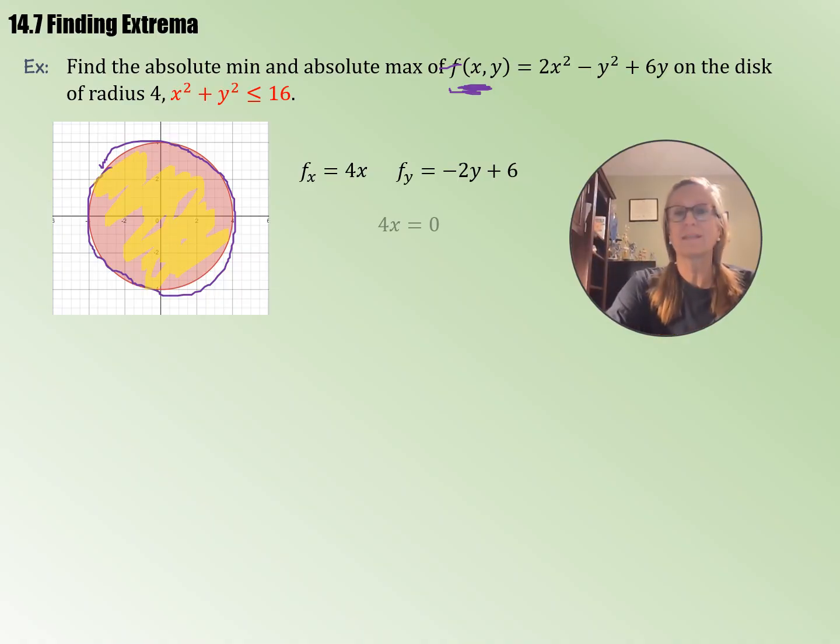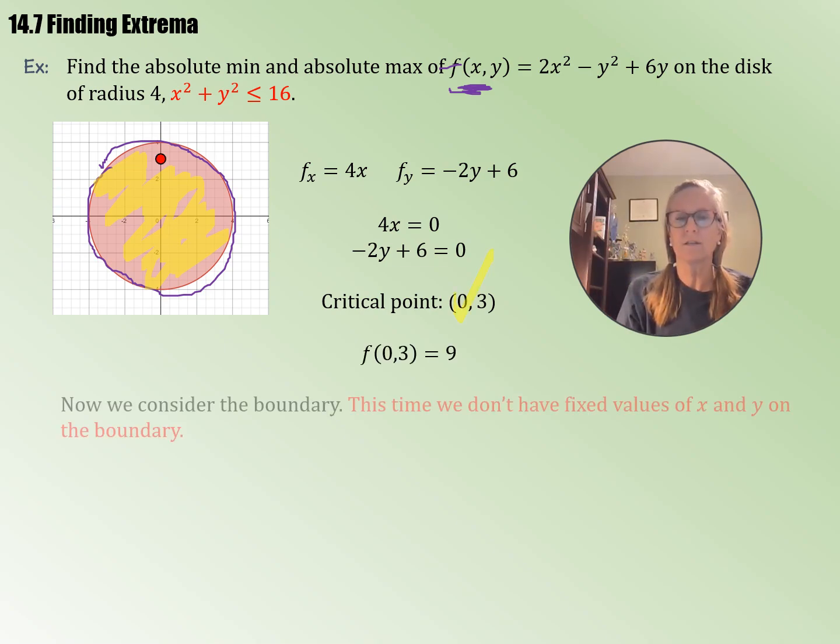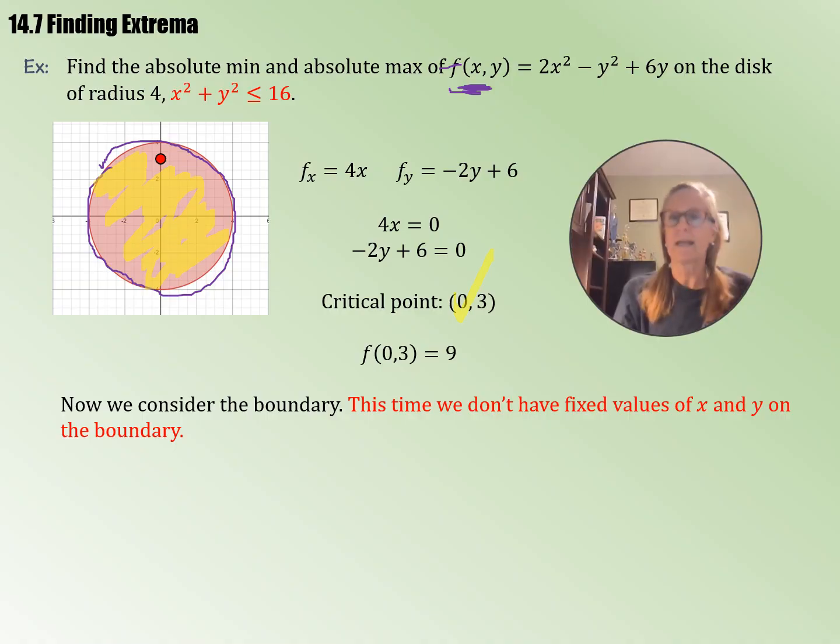These are real nice. Everybody's linear. I make myself a nice little system. I do my algebra 1 super quick. And I get my critical point when x equals 0 and y is equal to 3. Didn't even have to solve the system, right? Don't forget to put that back into your function. Oh, first check, is (0, 3) in my region? Yes, it is. That is in my region. Plug it into the function, and I get a height of 9.